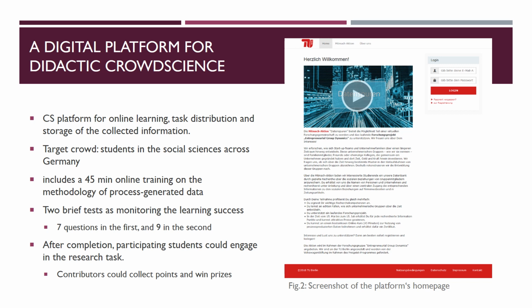So we set up our own crowd science platform for online learning, task distribution and storage of the collected information. Initially, participants had to register to gain access to the site. As a first step, they were introduced to a 45-minute online training on the methodology of process-generated data. The content conveyed during 5 short instructional videos was also the subject of 2 short tests on the topic. 7 questions were asked in the first quick test and 9 in the second, which all aimed at monitoring the learning success during this online unit.